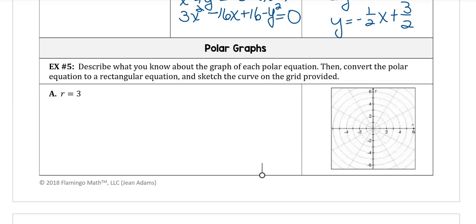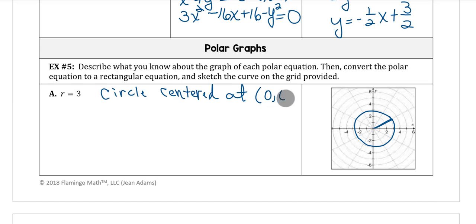So we're supposed to describe what you know about the graph of each polar curve, then convert the polar equation to a rectangular equation, and sketch the curve on the grid. So all we know is we have an r of 3. So if we were to go out on our polar graph here to where r is 3, with no angle given, we would just have this graph. And that, of course, is a circle. And it's centered at the origin, or the pole, since we're in a polar coordinate system. And it has a radius of 3.